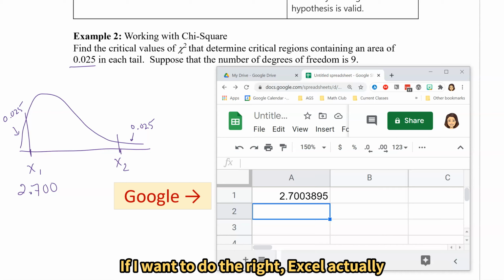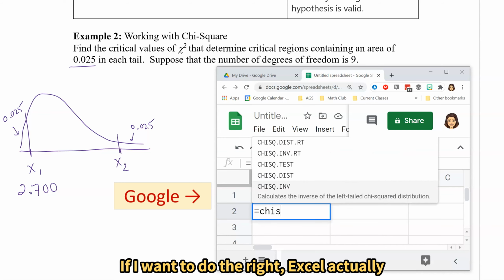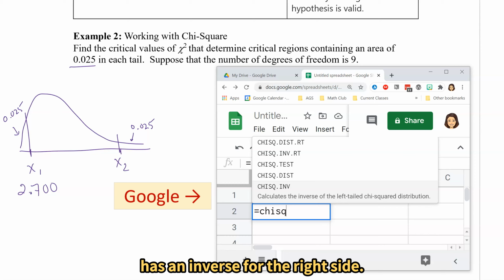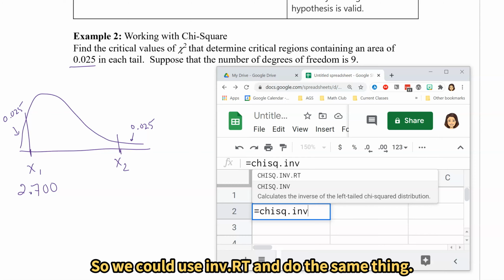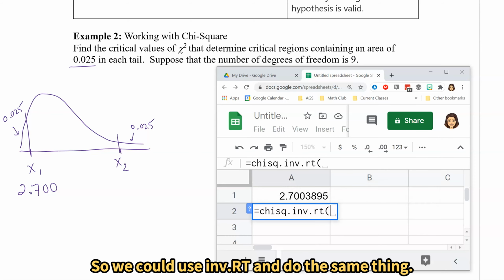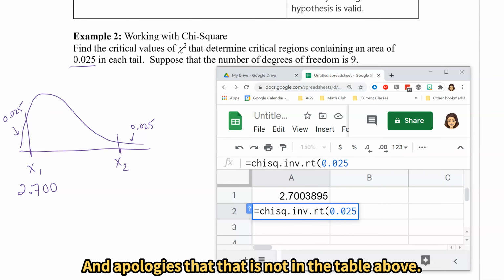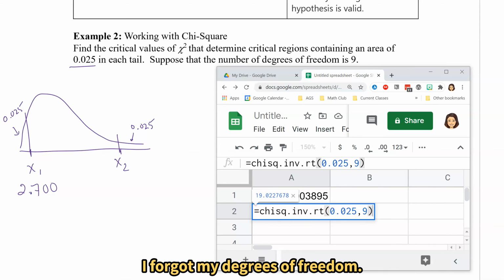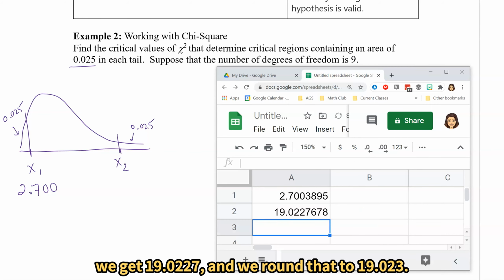If I want to do the right, Excel actually has an inverse for the right side, so we could use inv.rt and do the same thing. And apologies that that is not in the table above. I forgot my degrees of freedom. And if we do that, we get 19.0227, and we'd round that to 19.023.